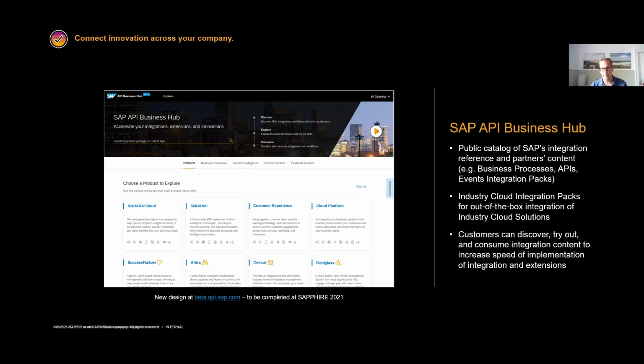With the next upgrade, you will also see a dedicated industry section, including Industry Cloud solutions, where you can really drill down into industries like retail or IMC or automotive. Then you will see all the Industry Cloud solutions and the integration packages there.